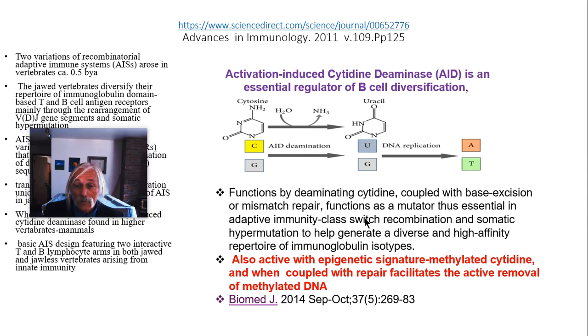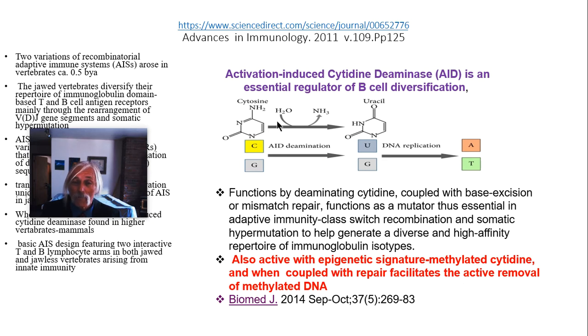All right. So it functions as a mutator for that reason. Thus, it is essential to adaptive immunity class switch. This is all about adaptive immunity now, because it associates with recombination and somatic hypermutation in B and T cell lineages, and helps generate a diverse and high-affinity repertoire of immunoglobulin isotypes. This is part of how you make that entire 10 to the 11th, 10 to the 12th types of immunoglobulins by these deamination reactions. It's also active in the epigenetic signature, methylated cytidine.